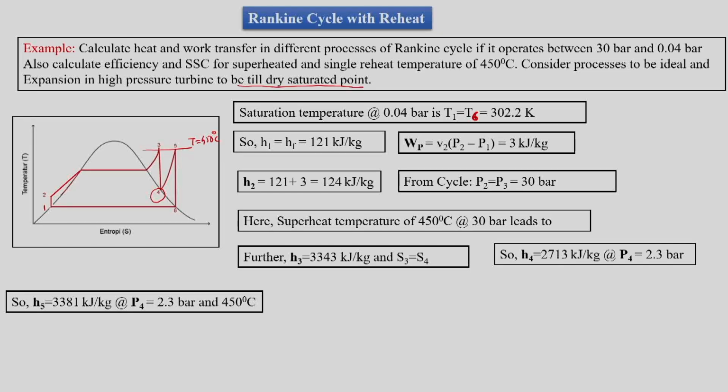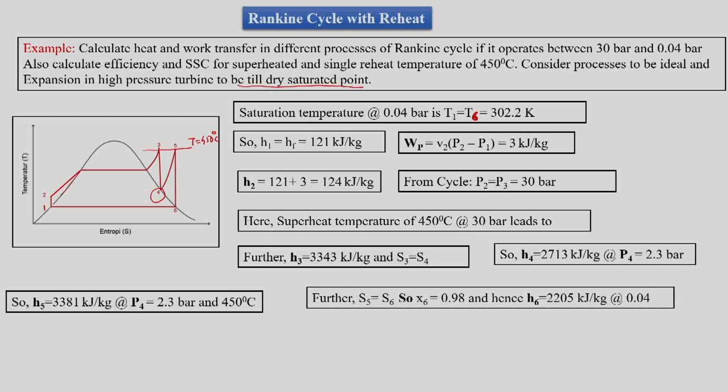Now we will also note the entropy at 5. Since entropy at 5 is equal to entropy at 6, we can find the dryness fraction at 6, since we know the pressure at 6 is 0.04 bar.